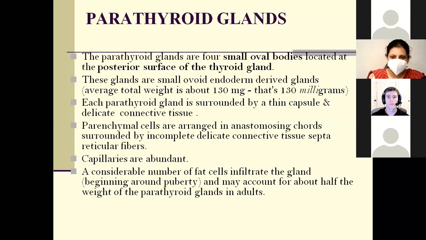This is an important point related to the histological features: the parenchymal cells are arranged in anastomosing cords, surrounded by incomplete delicate connective tissue septa, a reticular network. Capillaries are quite abundant in this gland, and a considerable number of fat cells, that is adipose tissue, infiltrate the gland and may account for about half of the weight of the parathyroid gland in the adult.